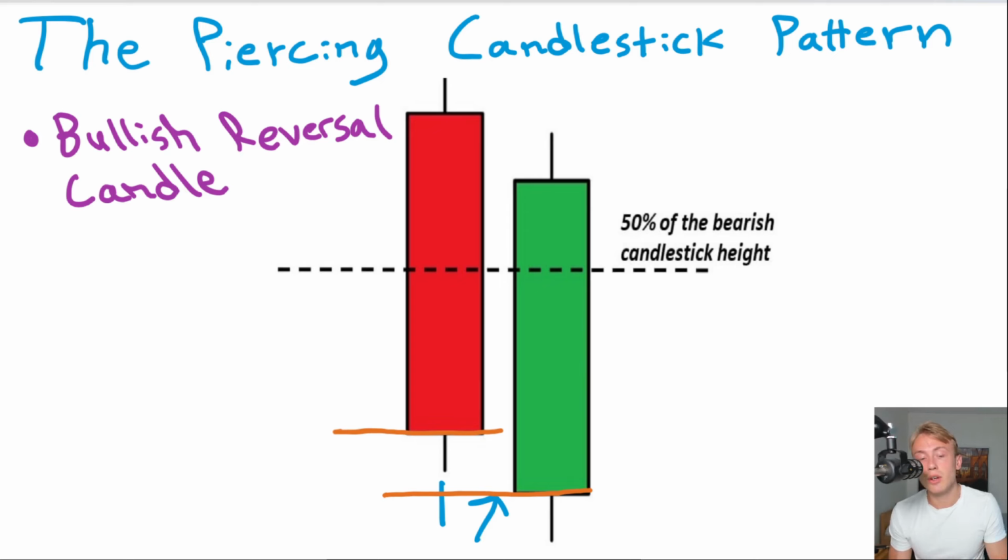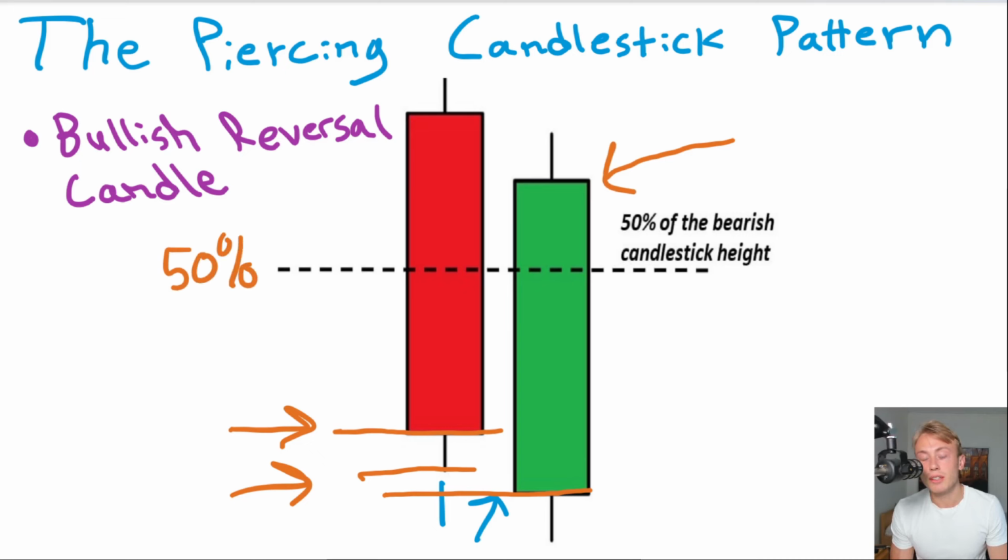But the green candle needs to open at least below the real body of the red one, and preferably even below the lowest point of the red one. So preferably the green one opens below the wick. The second criterion here is that the candle close of the green one should be above the 50% mark. You can see this line right here. That is the 50% mark of the red candle's real body. So the green one needs to close above this line in order for it to be a piercing pattern.